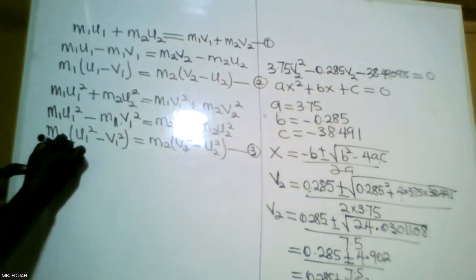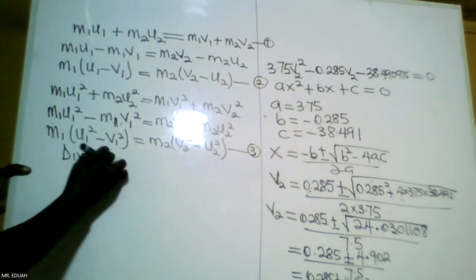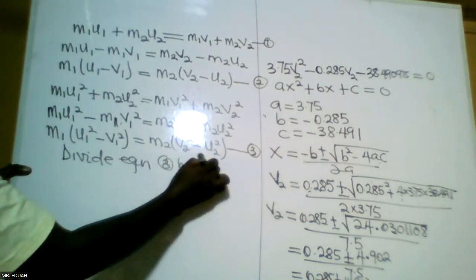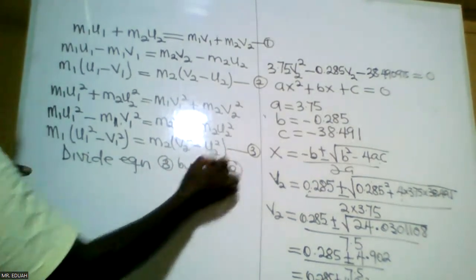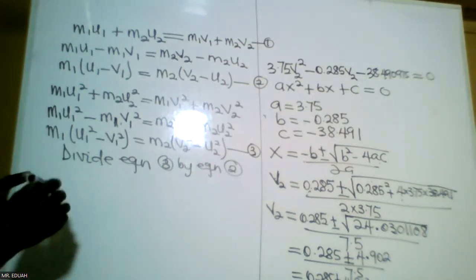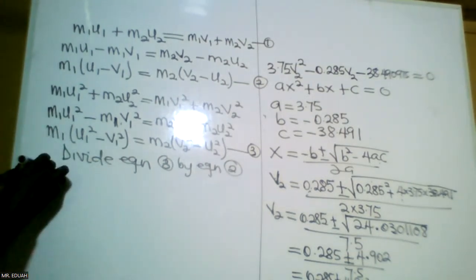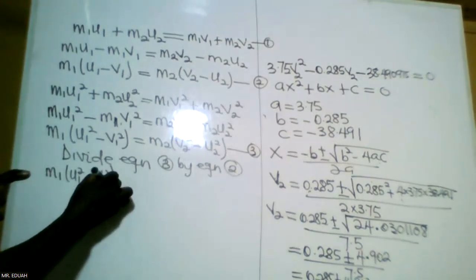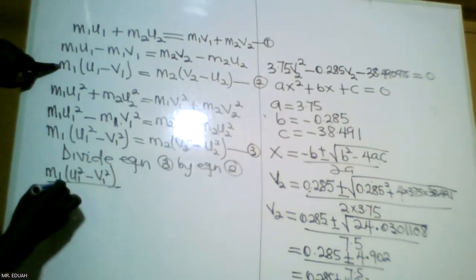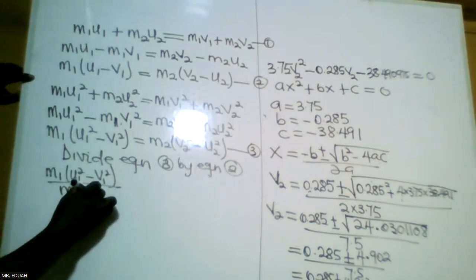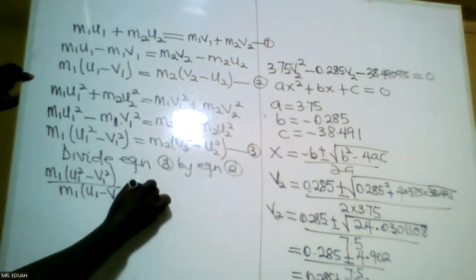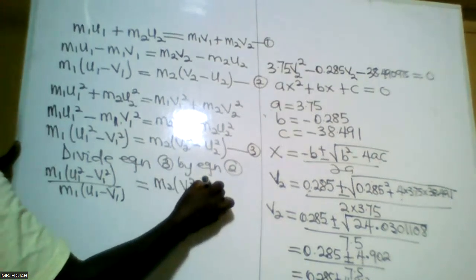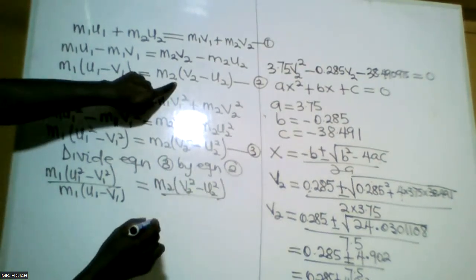Now divide equation 3 by equation 2. When you divide, it's like left-hand side divided by left-hand side, right-hand side divided by right-hand side. So this will be divided by M1 U1 minus V1 is equal to M2 V2 squared minus U2 squared, also divided by the right-hand side of this.